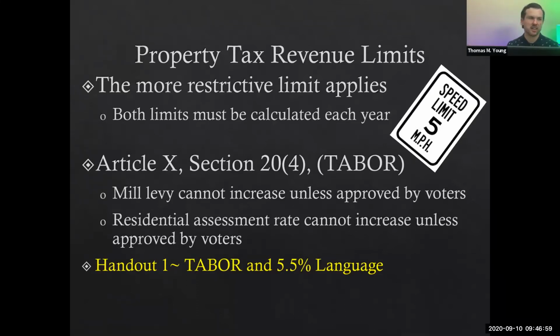We have an Attorney General's opinion from the year after TABOR passed, asking, now that there are these two limits, what are all of these local entities supposed to do? And the Attorney General issued this opinion saying you have to calculate both limits every single year, and the more restrictive one applies.